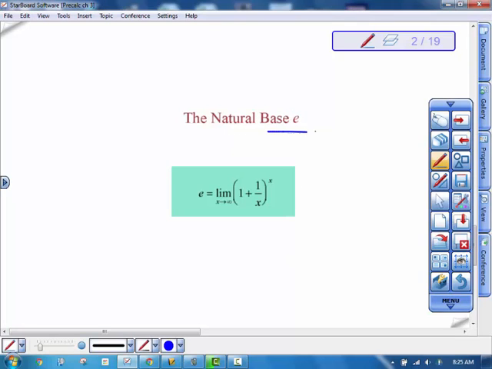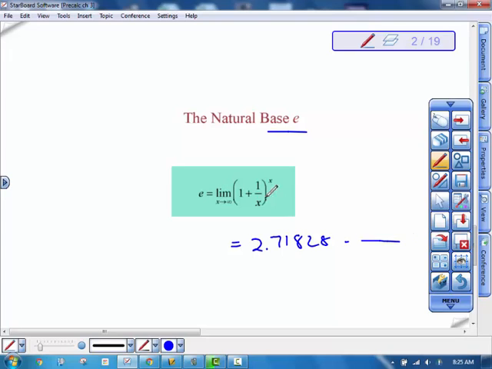Now the natural number e is something you need to know. You don't need to know this necessarily, but it's basically if you take 1 plus 1 over x and raise it to the x power, and as x gets bigger, this number approaches this natural number e, which is 2.71828, and it goes on forever.